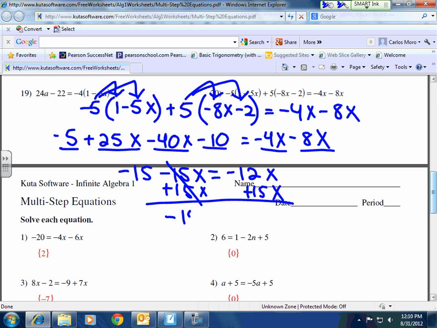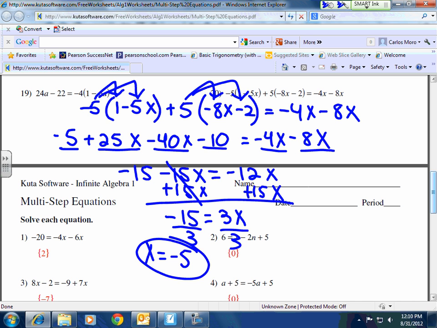Now I'm left with negative 15 equals 3x. I'm going to undo multiplication with division because the relationship between the 3 and the x is multiplication. So I'm going to do it by dividing 3 to both sides, and x will equal negative 5. I hope that makes sense. I'm going to erase this in a second.